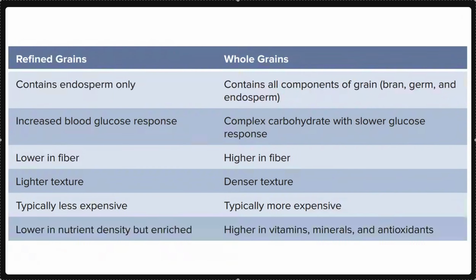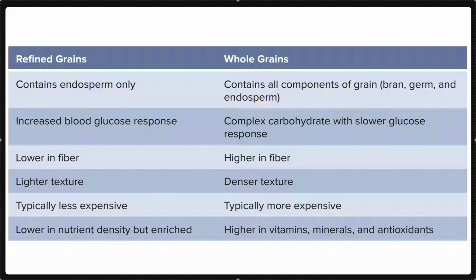So let's proceed. Let's look at the difference between refined and whole. Refined contains only the endosperm, and so we see the benefits are less. And whole contains the bran, germ, and endosperm. So it has more benefits than the refined one.